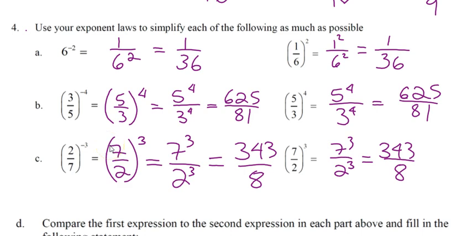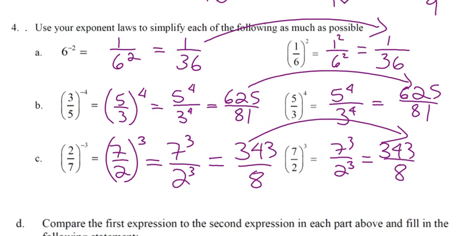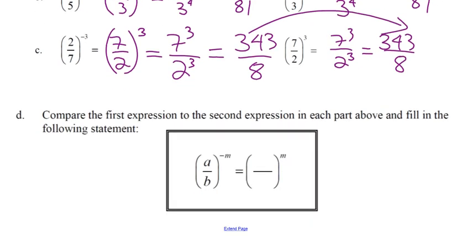Okay, I get it. So part D says, compare the first expression to the second expression in each part of the above. So you could see, hey, these guys are the same. So when I have a negative exponent, even if I have 6 to the negative 2, it becomes 1 over 6 to the positive 2. When I have 3/5 to the negative 4, it becomes 5/3 to the positive 4. And fill it in. So a over b to the negative m is equal to what? B over a to the positive m. Okay? So when you have a fraction or rational to a negative exponent, flip it, change the exponent to positive.